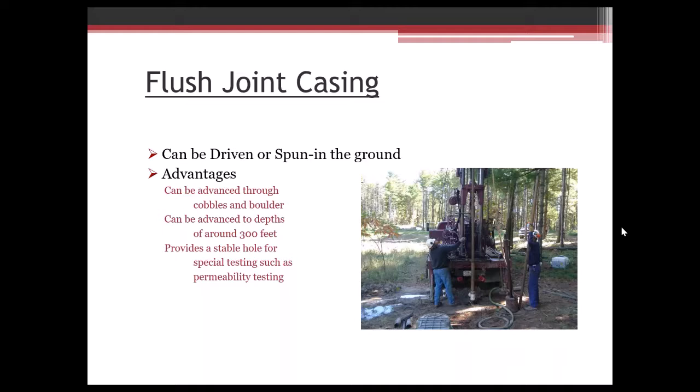Some advantages of the flush joint casing over the hollow stem augers is they can really advance through cobbles and boulders. The other thing is you have an advantage with the depth. Can be advanced to depths of 300 feet or greater depending on the soil conditions that we're encountering. They also provide a stable hole for any specialty testing. They're really good for when we go to put in wells, because we know for a fact that the well is going to go down straight.